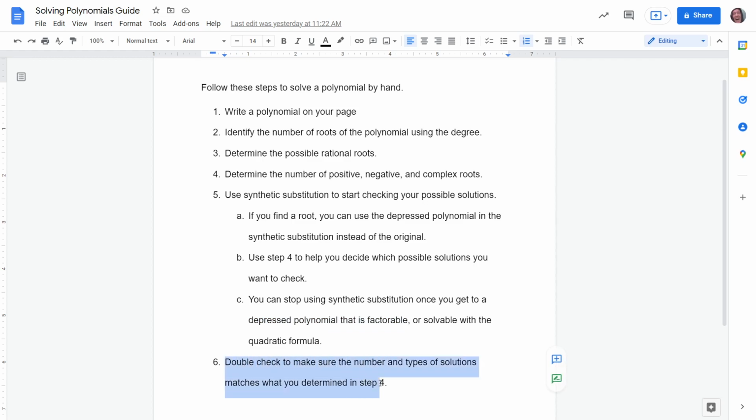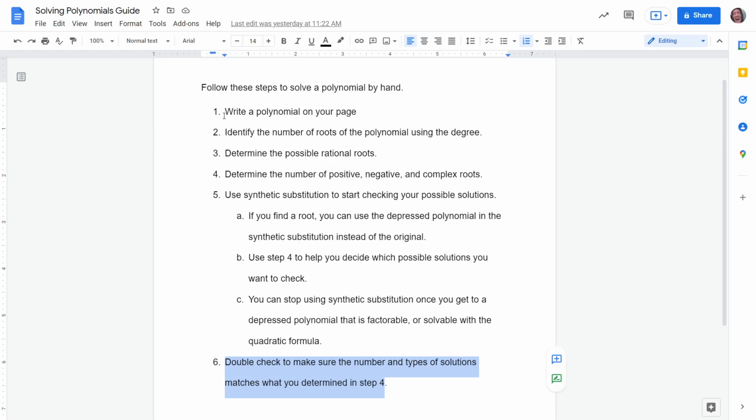And the last bit is check to make sure that the number and type of solutions you have match what Descartes' rule of signs says, and that you have the right number from the fundamental theorem of algebra's corollary. If you get to the end of a fifth degree polynomial and you've got four answers written down, you're missing one. So you better figure out what happened. Chances are you probably, on some square root somewhere, you forgot to put plus or minus on it. But you never know. You got to double check your work.